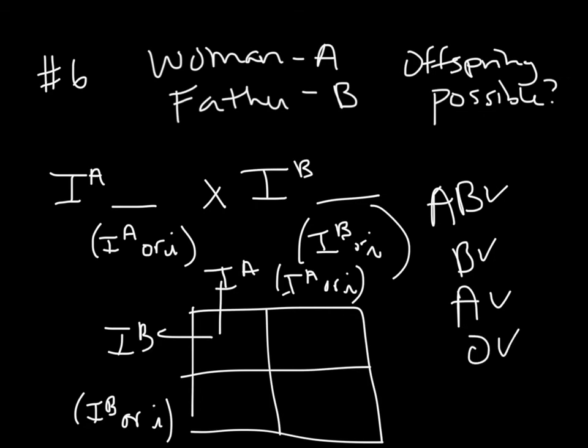So the offspring possible, all blood types are possible between these two parents, considering that you don't know anything about the woman or the father's parents themselves. So we have to assume that they could have recessive alleles and therefore could make offspring. If we knew more about the parents of these two people, we might be able to rule out little i, if we knew that for sure one of them did not contain the little i as an allele.